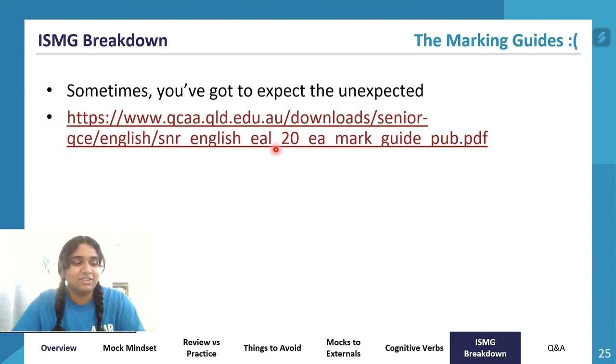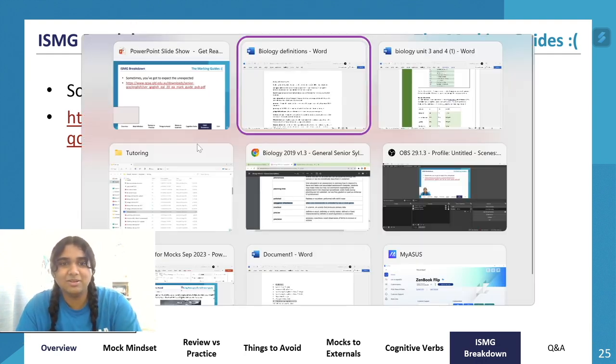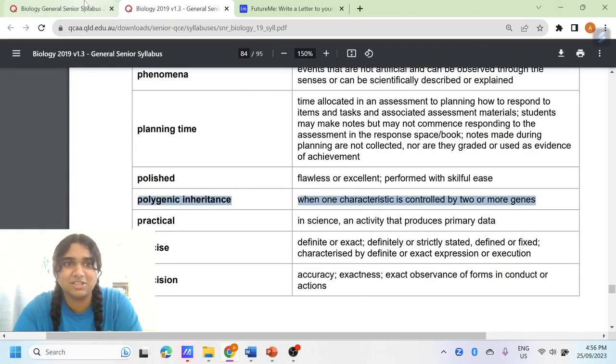All right, so for the final part of this lecture, we're going to be looking at the marking guides. I've decided to go through with you the marking guide for English, and I'll go through the marking guides for biology as well, just because they are the easiest to go through. If you do have any subject-specific questions about anything from the content so far or about the marking guides in particular, please pop them in the chat. I'll do my best to answer as well as I can. But yeah, without further ado, let me open up the marking guide for English.